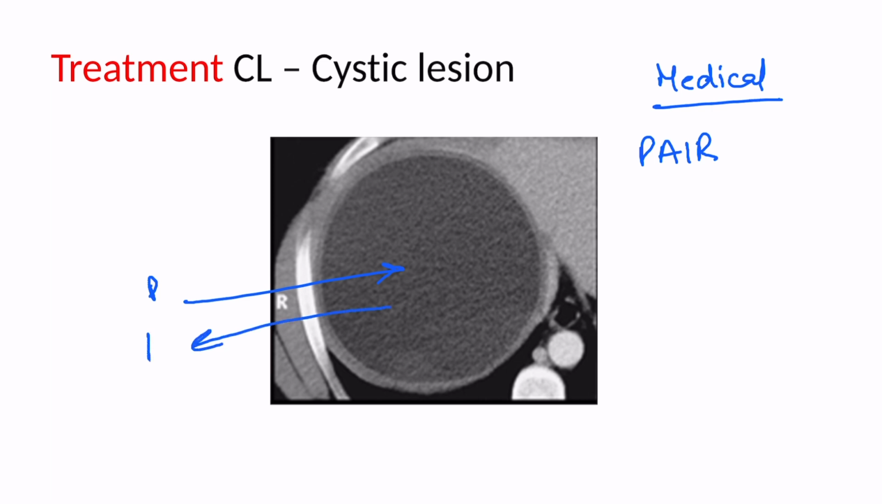We aspirate the hydatid cyst content, we inject a scolicidal, and then we re-aspirate. So this is the PAIR technique. Now, one thing is important for the PAIR technique.